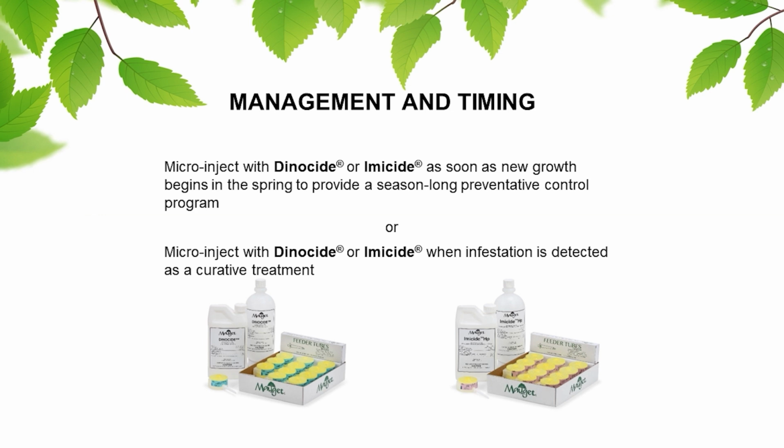Management and timing. Hemlock woolly adelgid can be effectively managed by microinjecting with Dinoside or Imicide as soon as new growth begins in the spring to provide a season-long preventative control program. Or microinject with Dinoside or Imicide when an infestation is detected as a curative treatment. Dinoside and Imicide are both available in 2, 3, and 4 milliliter capsules and 1 liter bottles.